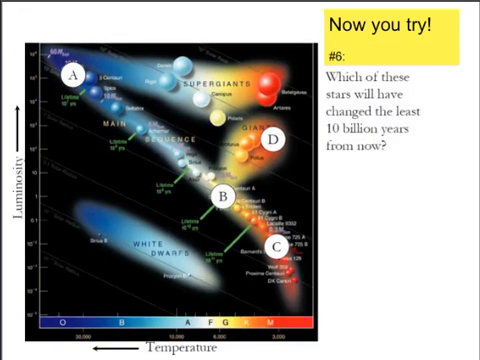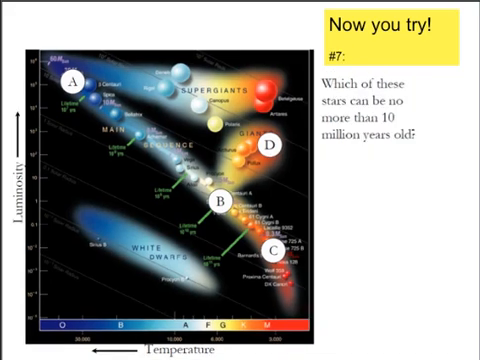Number 6, which of these stars will have changed the least in 10 billion years from now? And number 7, which of these stars can be no more than 10 million years old?